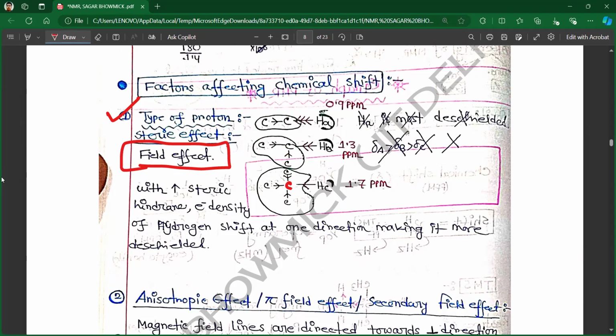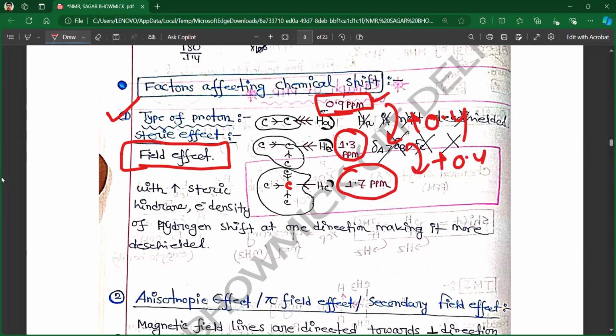In 3 degree, there is more steric hindrance, more electric field. That's why there is more steric effect, and the more the steric effect, the more the delta value. For a 1 degree proton, delta is 0.9 ppm. For 2 degree, 1.3 ppm, and for 3 degree, 1.7 ppm. You can memorize it in a very good way. First one 0.9, second one is plus 0.4, third one is also plus 0.4. In this way you can memorize it.